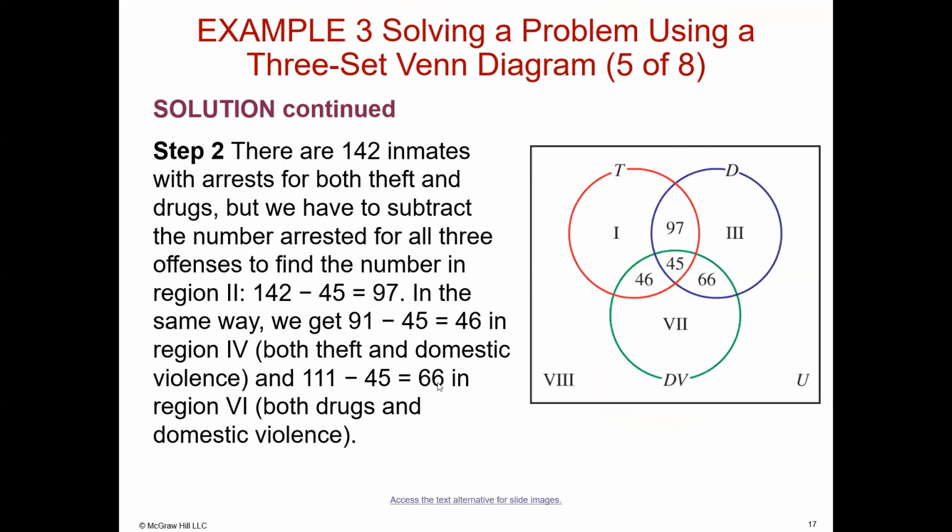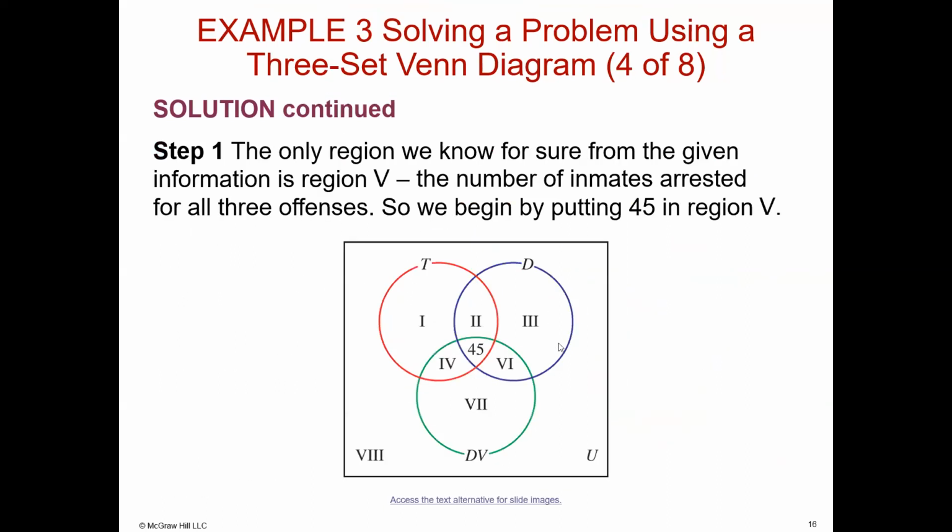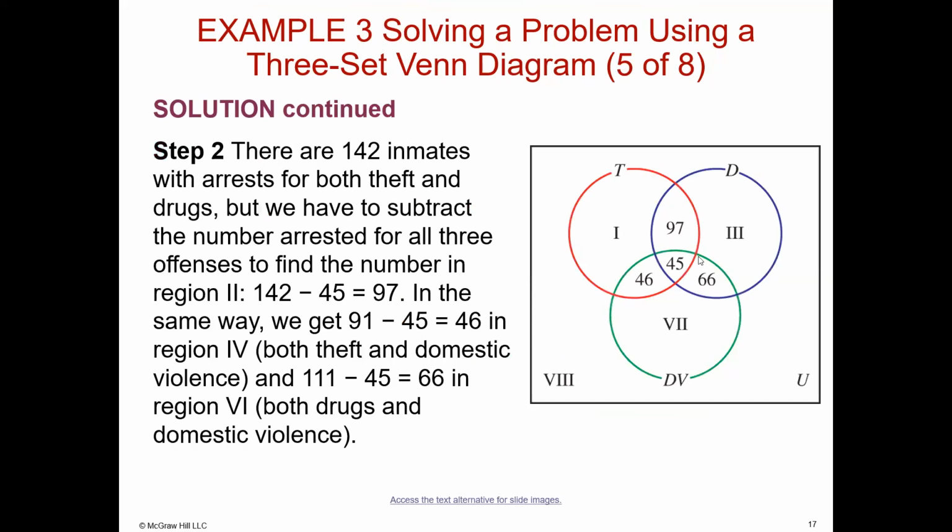All right. Now let's go back, see where we are. 210 were convicted of what? Drugs. 210 of drugs. Well, of the 210, how many have been accounted for drugs? 66, 45, and 97. Add those up and subtract from 210, and we should have region 3, correct?